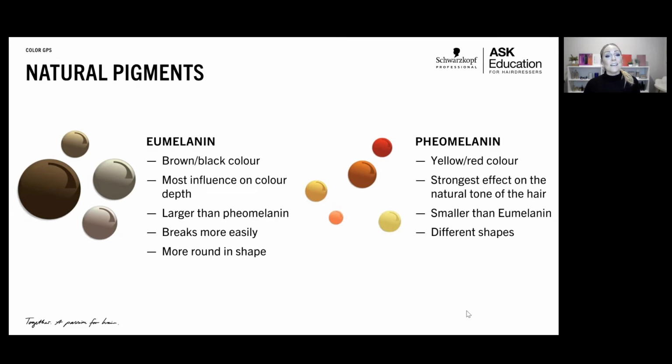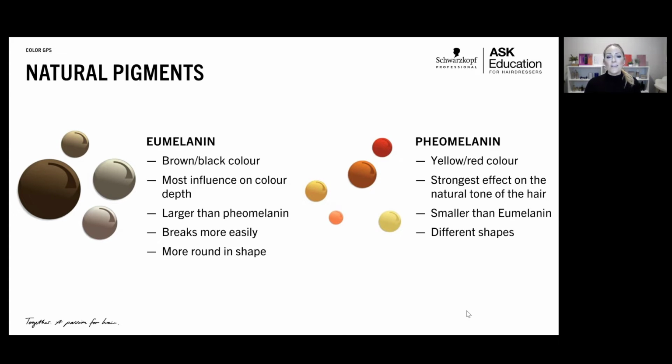So eumelanin is actually a quite large pigment type. It sits around the outer layers of the hair, so on the outer layers of the cortex, closest to the cuticle layer. And it's quite a large pigment, up to 100 times larger than a pheomelanin pigment. And it's often what we see when we look at someone's natural hair color because it sits towards the outer layers. So it's black, brown, or neutral in color, and it really influences the lightness or the darkness, the depth of the shade. And it's a lot easier to break down.